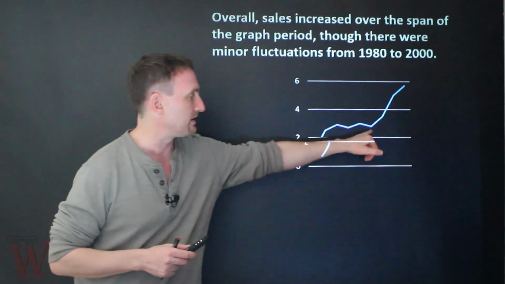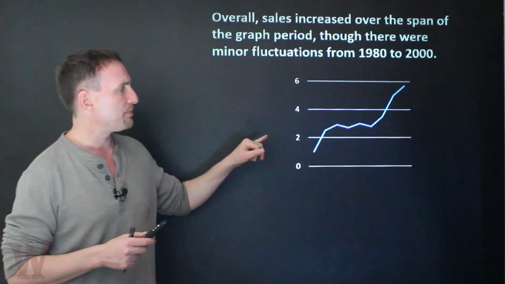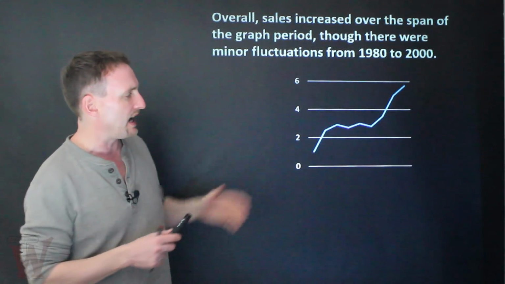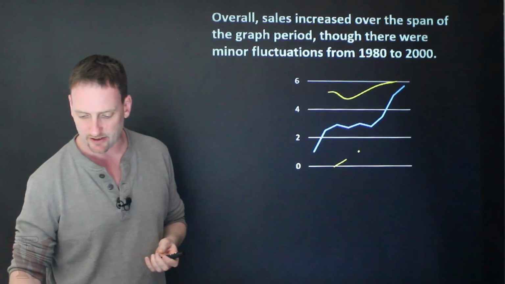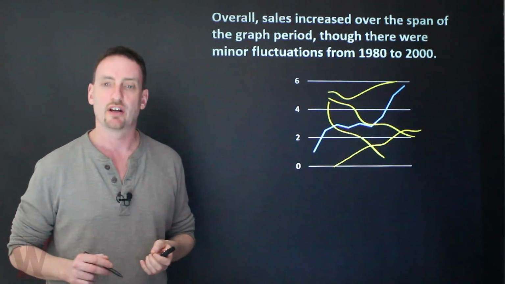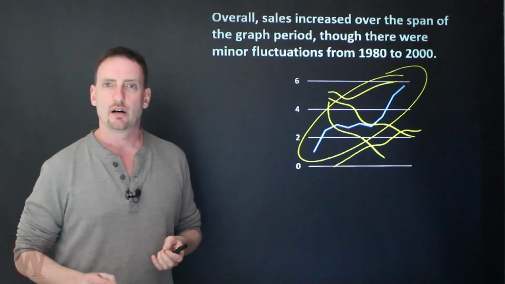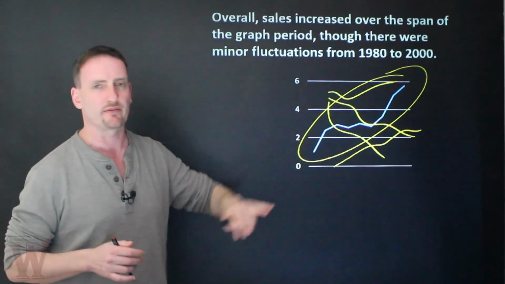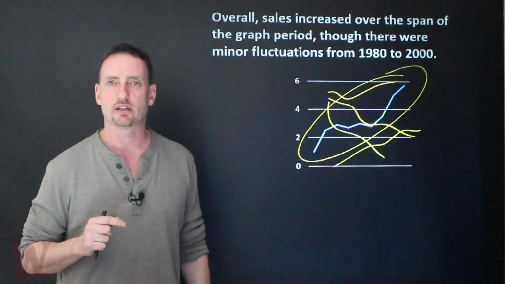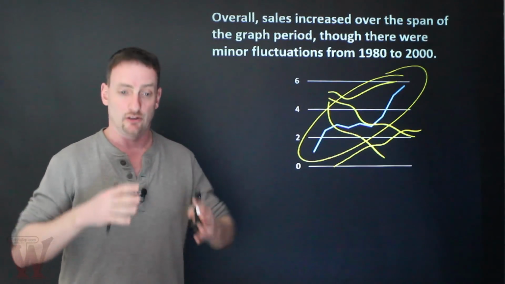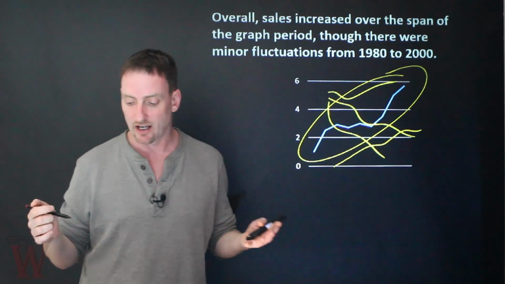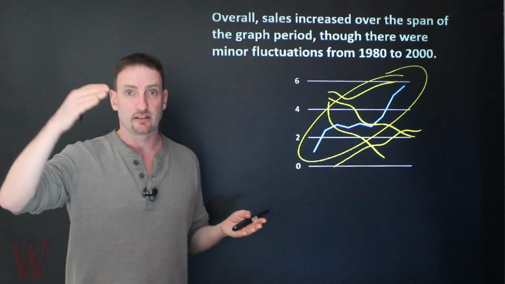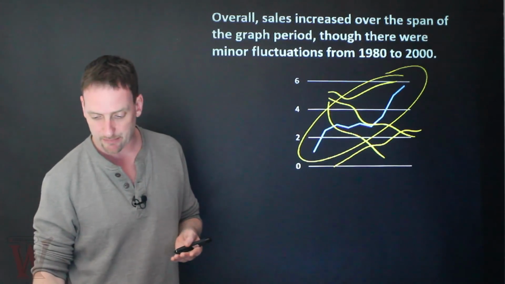So this is 1980, this is 2000, let's say. A lot of people say that, like, let's say you have like 3 other graphs, right? You have this graph and this graph and that graph and that graph. The blue one, people are going to say, oh, the sales of the blue graph showed fluctuations. But they didn't. Not entirely, not for the whole span. Overall, sales increased from the beginning of the time period.